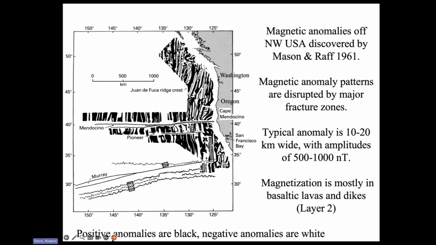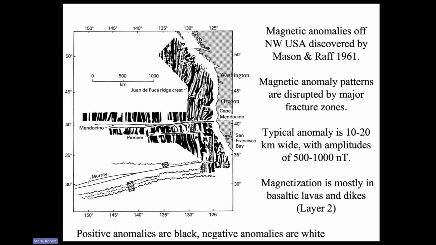And they noticed that these anomaly patterns were disrupted by these major fracture zones, which they didn't understand at the time. There's the Mendocino fracture zone, which we now know links up with the San Andreas fault that comes through here. This is the Pioneer fracture zone, the Murray fracture zone. And the typical anomaly was on the order of 10 to 20 kilometers wide, with amplitudes of 500 to 1,000 nanoteslas. Something along that line might be in the midterm too.